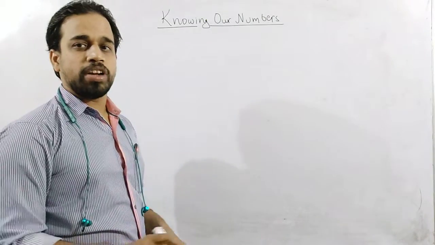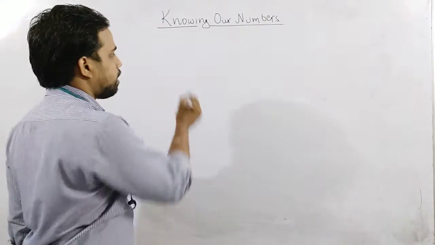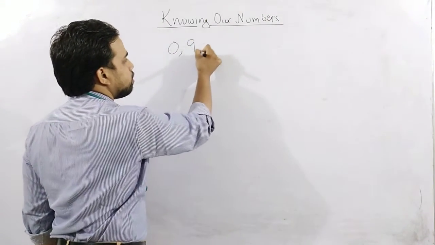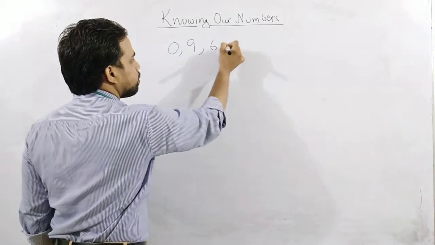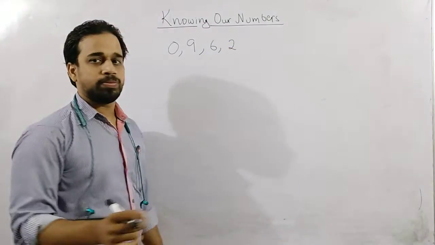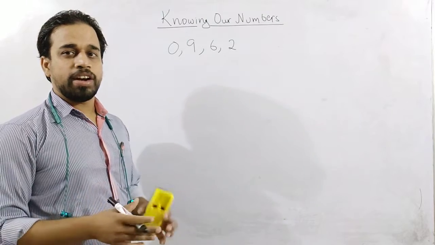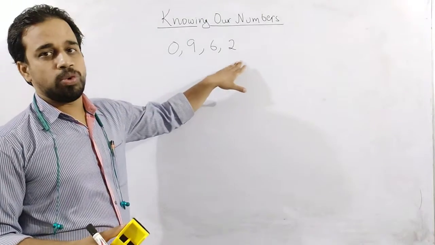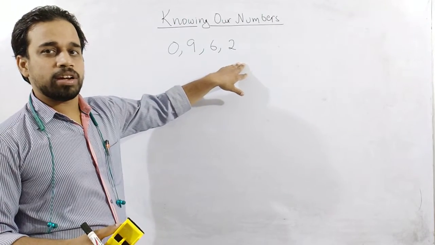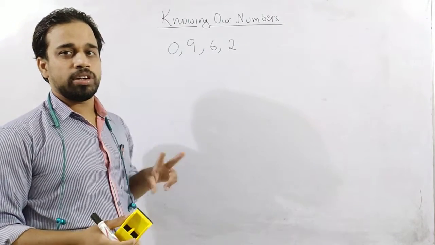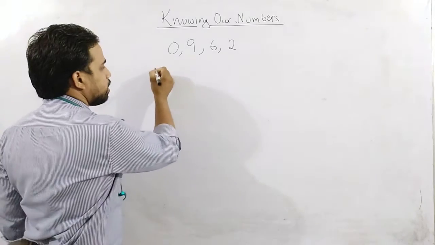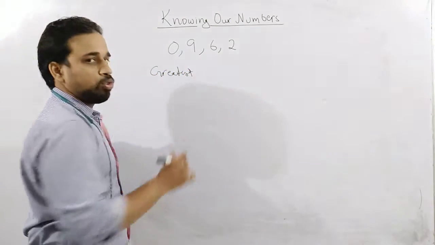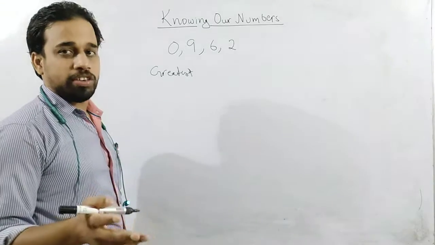If you are given 4 digits, that is 0, 9, 6 and 2. You are provided 4 digits, 0, 9, 6 and 2, and you have to make 2 numbers from it. One should be the greatest and the other should be the smallest number.